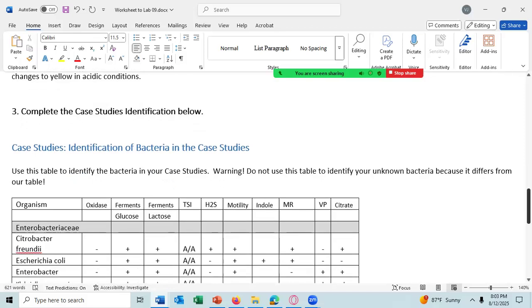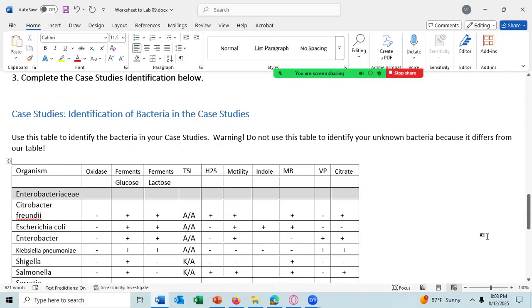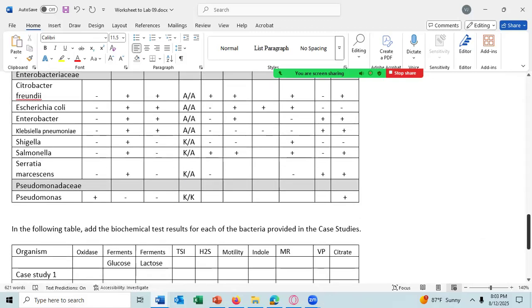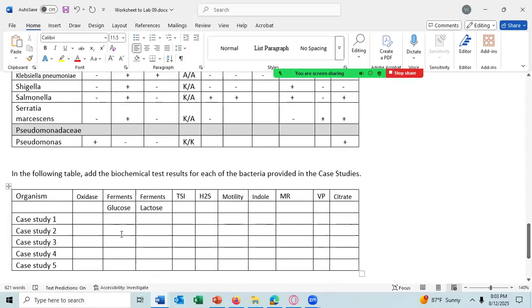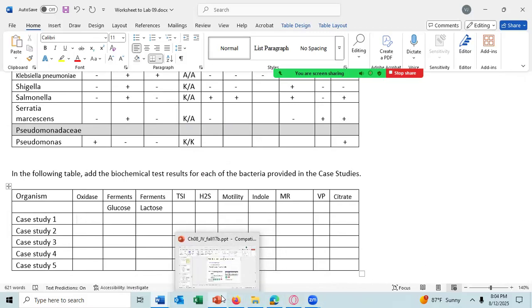All right. So in the case studies, go through the case studies and use this key to help identify the case studies. And this table should be filled in. For case study 1, tell me if it's oxidase positive or negative. Can it ferment glucose? Tell me it's positive or negative. And get as much in on this table as you can. Not all of them will be discussed. Like, I don't know if case study 1, they actually did the oxidase test. But let's go to case study 1 and case study 2.